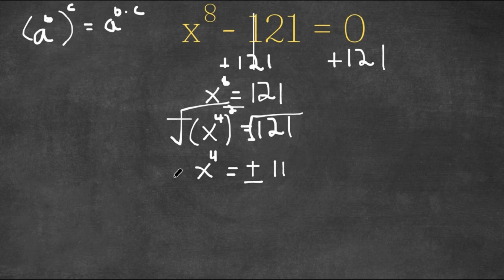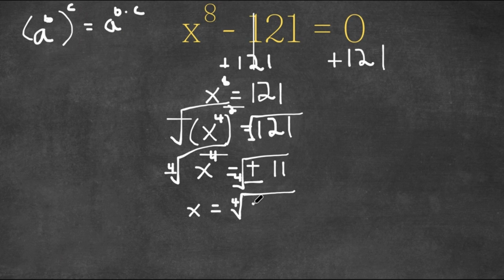Now we're going to take the fourth root on both sides. So by doing that, these two would cancel out. So we are left with x equals the fourth root of positive or negative 11. So this is our answer.